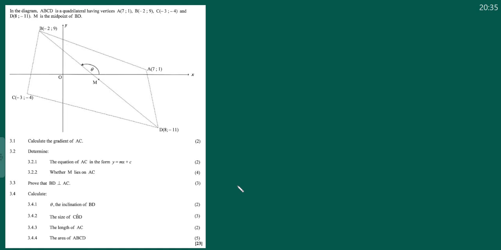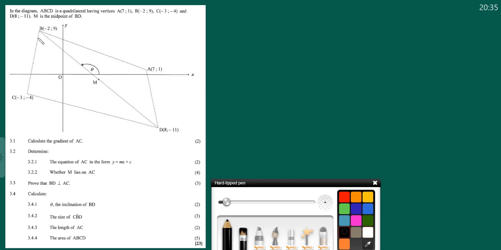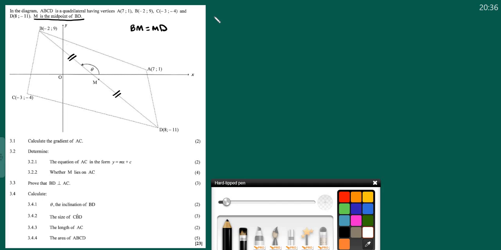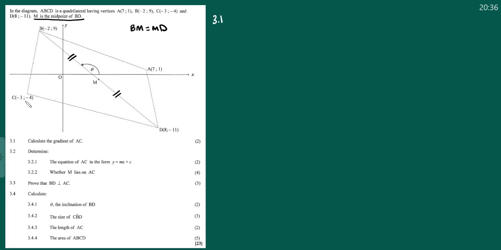This is the first problem we're going to look at, and it says that in this diagram ABCD is a quadrilateral having vertices A, B, C and then D. Then we are informed that M is the midpoint of BD. So we've got BD here, M is the midpoint. That means the distance here should be equal to the distance there. So BM is equal to MD, right? So for 3.1 it wants us to calculate the gradient of AC, which we can easily get because we have the points, right? Let's remember the gradient formula.